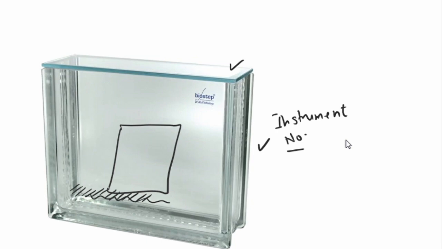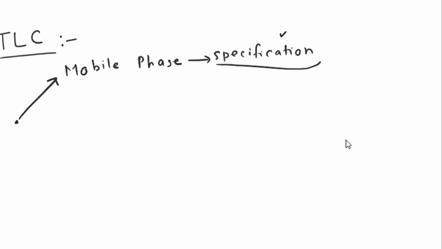Before doing any other analysis, you can keep this mobile phase in this TLC chamber. I will remove this TLC plate. You will place it here and then close the lid. This is done sometimes with tissue here just to saturate the whole chamber with the mobile phase. The first thing is to prepare the mobile phase, and then the other things come.